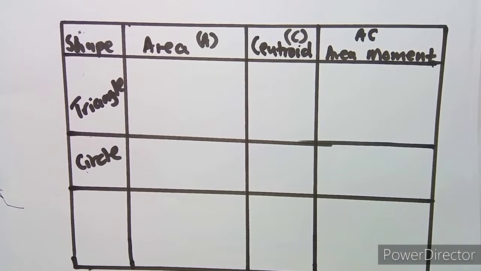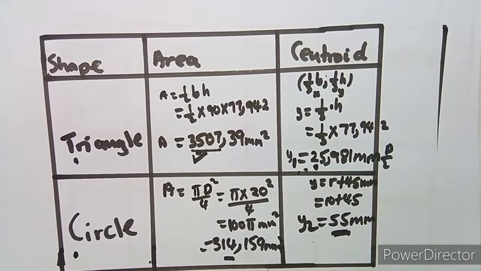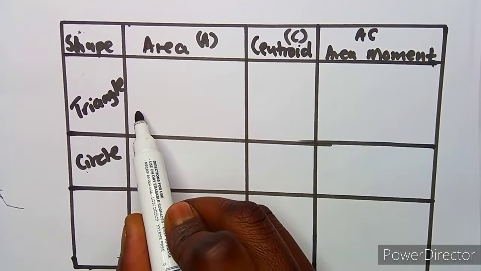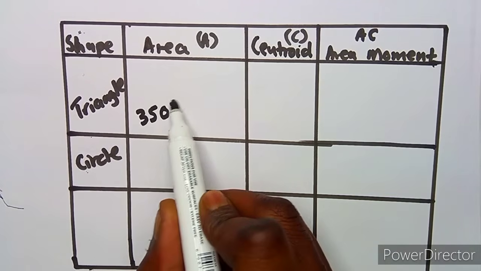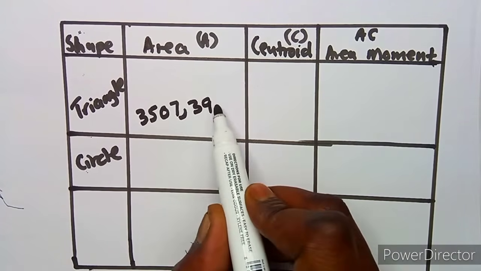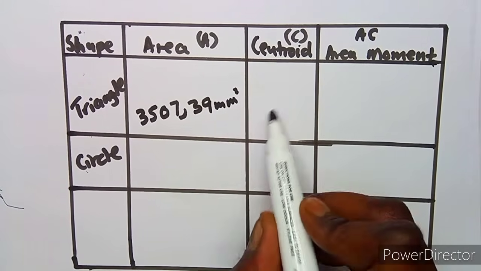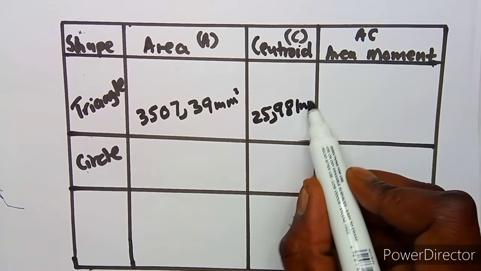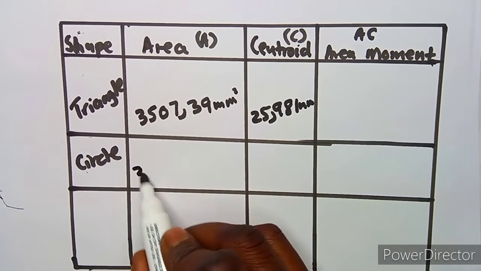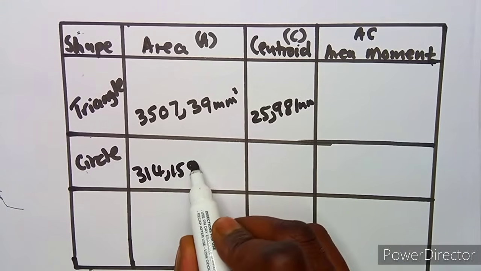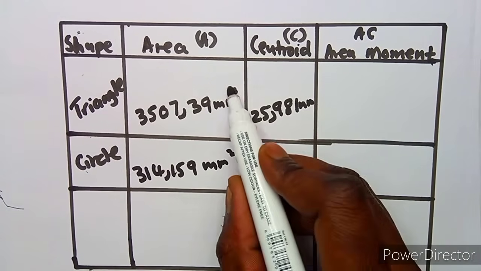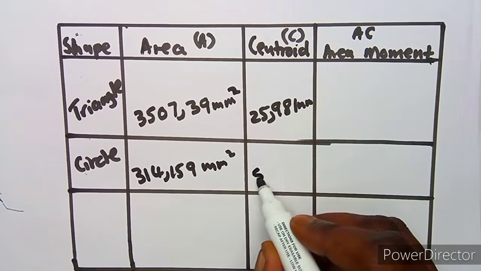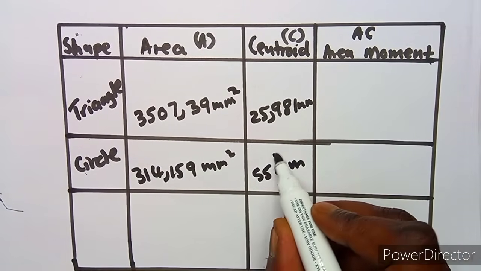So here we are not going to waste much time. This is what you're going to do. We already calculated the area of a triangle, the centroid, and so forth. So I'm just going to fill those values here, so it's going to be 3507 comma 39, just like what you did. You just do it at once. The centroid, we have calculated it, 25,981 again millimeters. For a circle, the same thing. This one is the same thing. All right, the centroid was 55 millimeters, which is the value of y here.